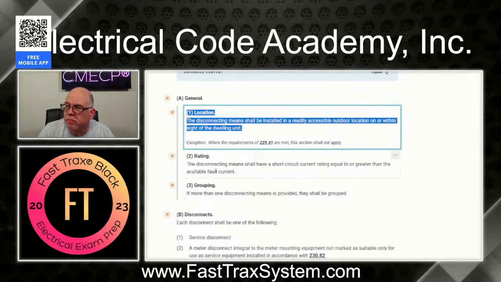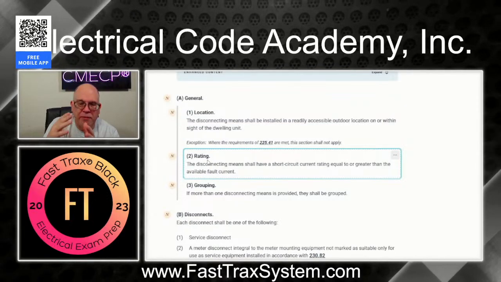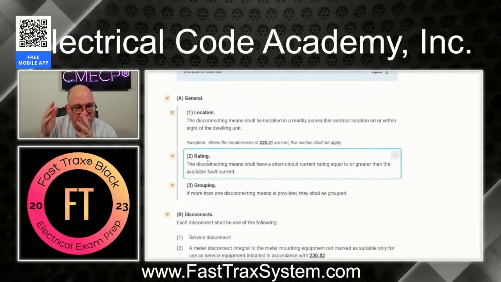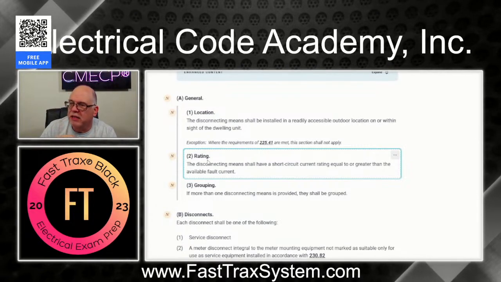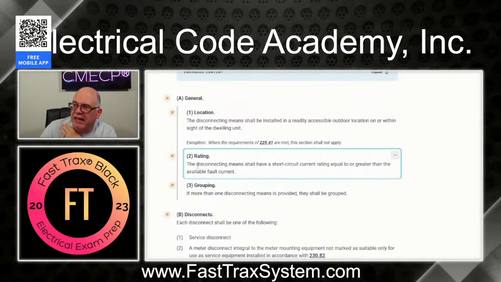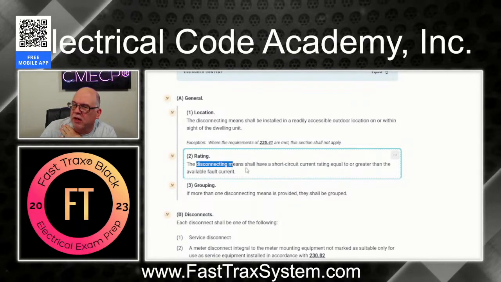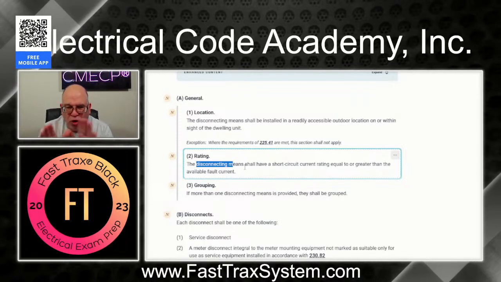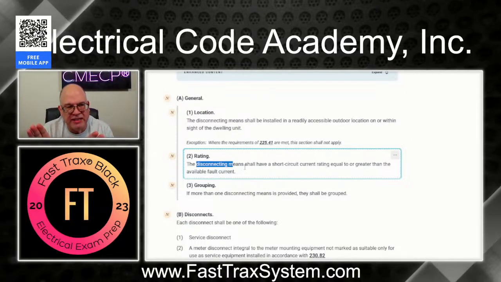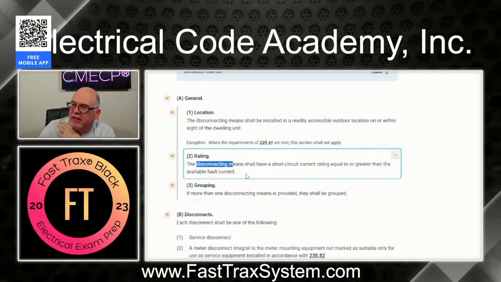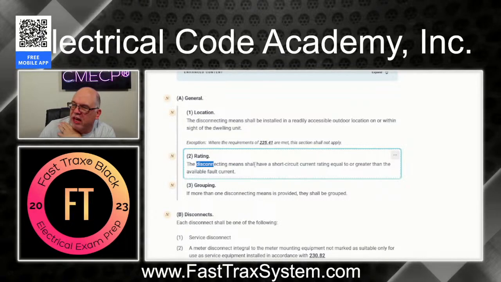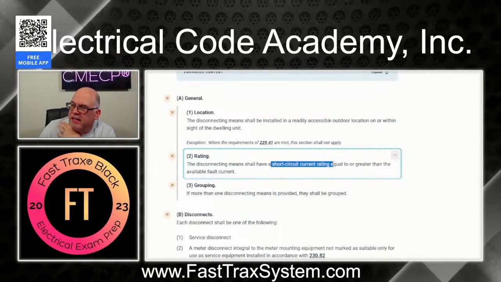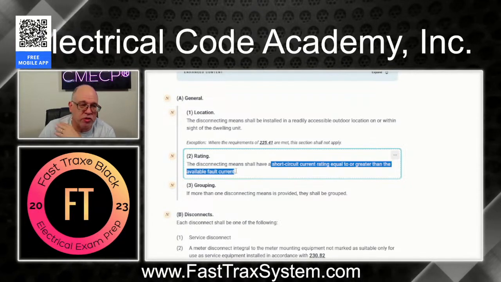Okay. Now, assuming we're back at the emergency disconnect, where we've got service conductors coming down from the point of attachment or under from a service lateral. Next is the rating. So that disconnecting means, and you notice that it goes out of its way just to say disconnecting means. It's not saying service disconnect, it's just saying disconnecting means. It says, okay, the disconnecting means shall have a short circuit current rating, that's SCCR, equal to or greater than the available fault current.